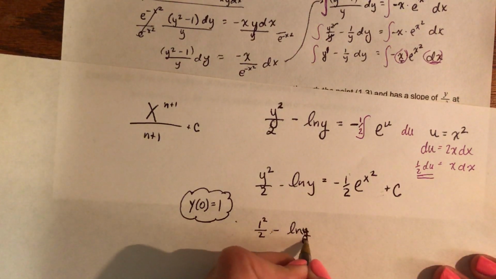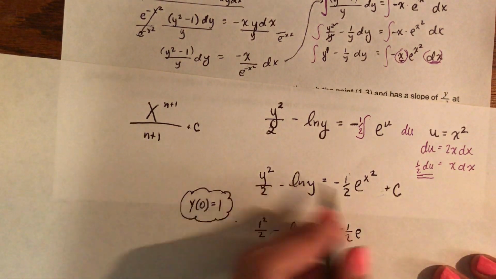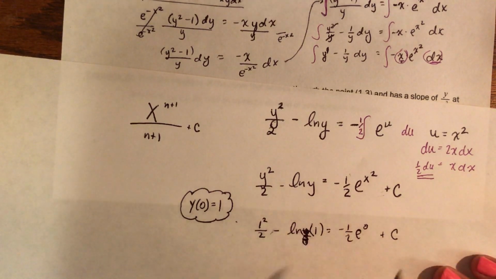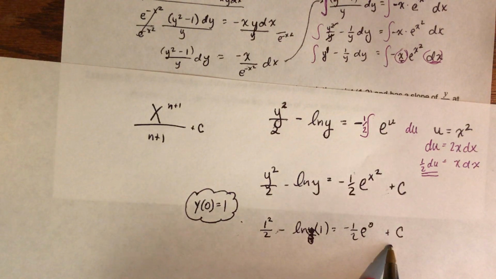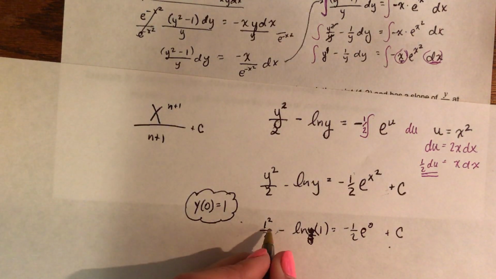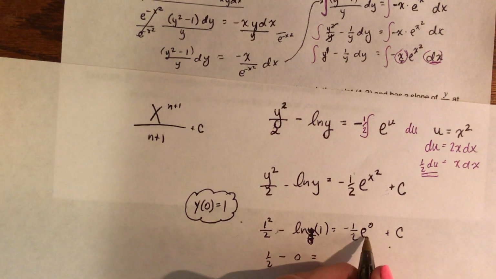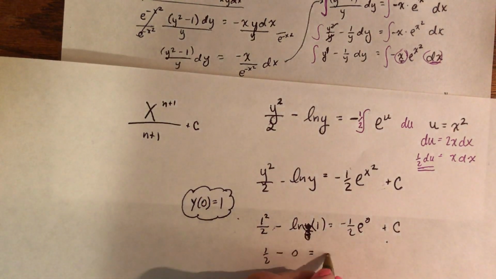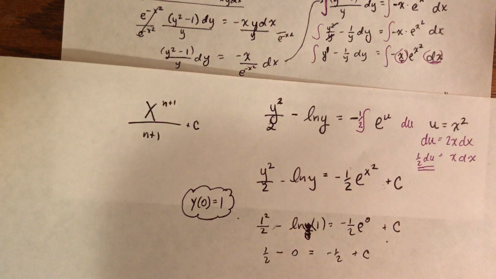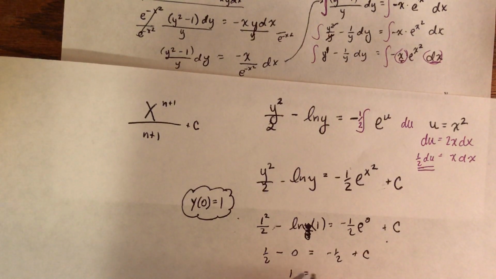Oh, that y should be a 1, right? Ln of 1. Instead, x, we're plugging in 0 squared, which is just 0 plus c. And this will allow us to solve for c, right? So ln of 1 is 0. 1 squared is 1. This is 1/2 minus 0 equals e to the 0 is just 1. So that will leave us with negative 1/2 plus c. And when we add to the other side, we'll get 1 equals c.